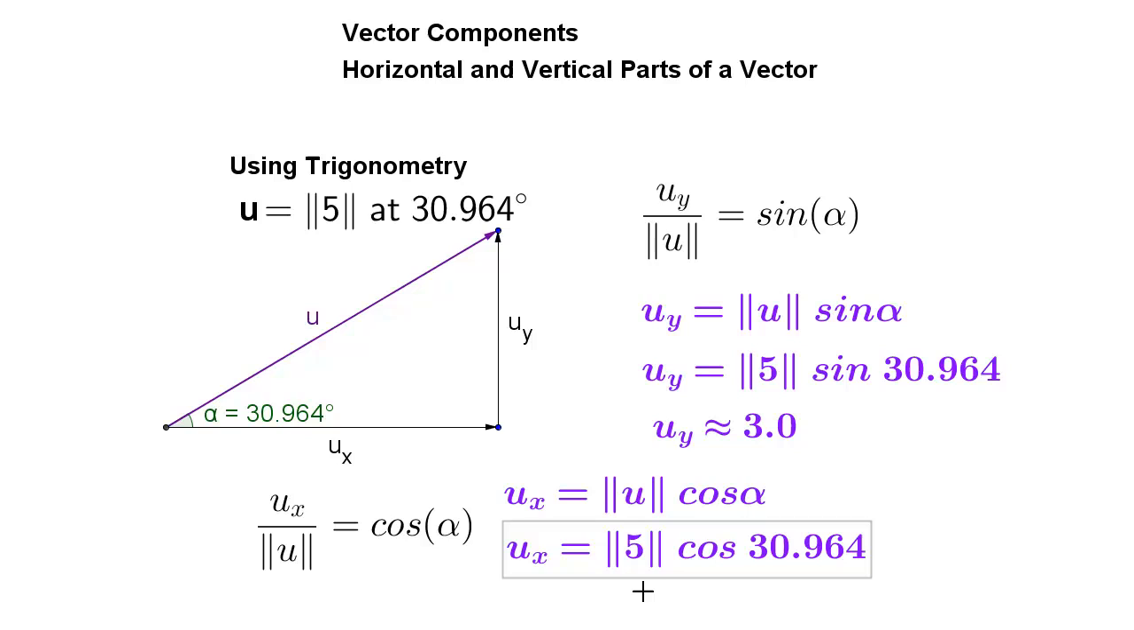And in a similar way, we're going to find the horizontal component by multiplying 5, the magnitude of u, times the cosine of the angle, 30.964. And when we do that, we get a horizontal component of 4.0. So the horizontal component's magnitude is 4, the vertical component's magnitude is 3.